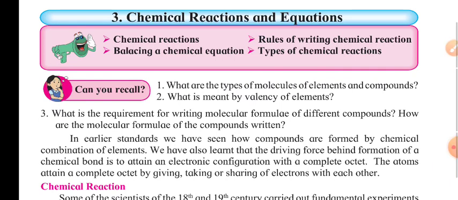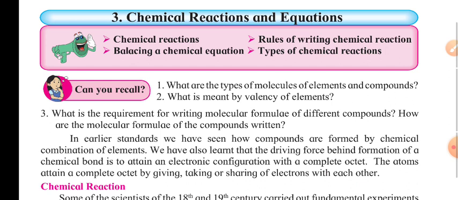Today we are going to see the State Board Science 2 for class 10, chapter number 3, chemical reactions and equations. In this particular chapter we are going to learn about chemical reactions, how chemical reactions take place, different types of chemical reactions, writing chemical reactions, balancing them, all we are going to learn in this chapter. So first of all, we should understand what exactly is a chemical reaction.